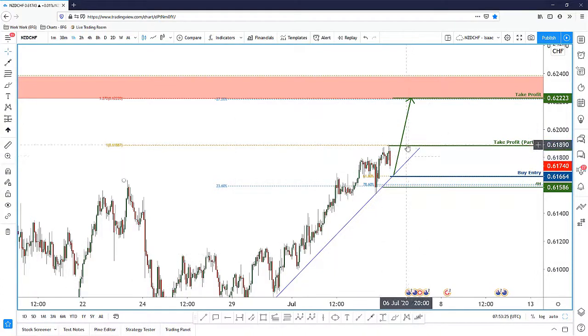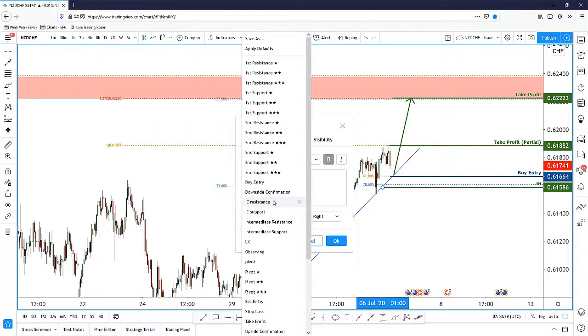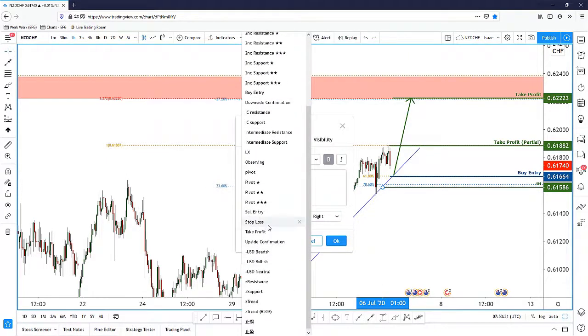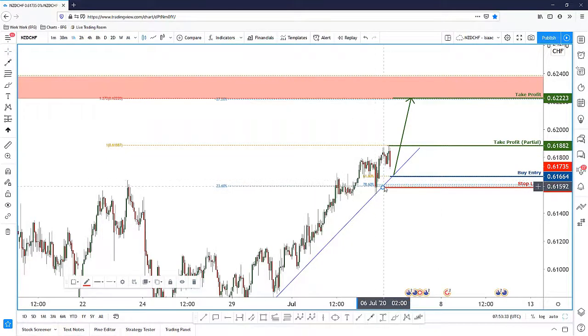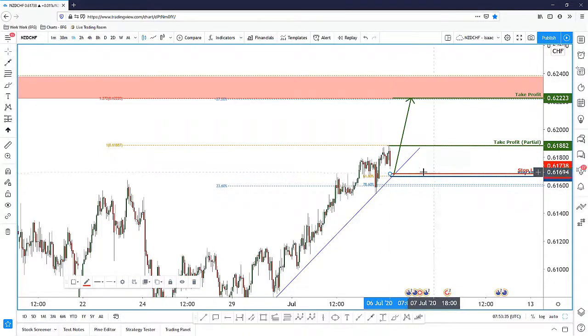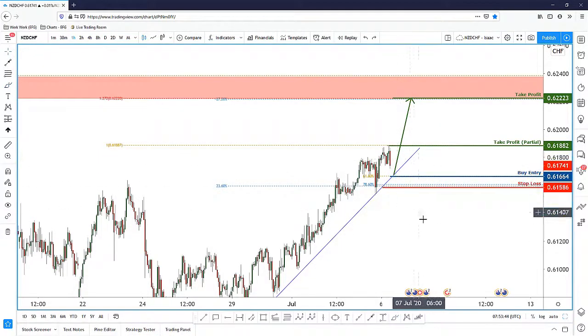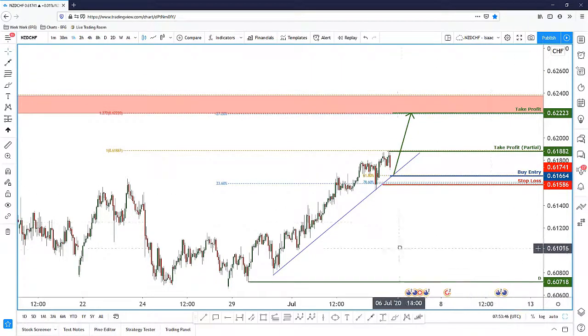Once my partial take profit is touched, this level here, this 4-hour support, will be my stop loss. Once the partial take profit is touched, I'll move my stop loss to slightly above my buy entry to protect my position. So if price actually comes back down, I will not lose money at all. So this is how I will take the trade.